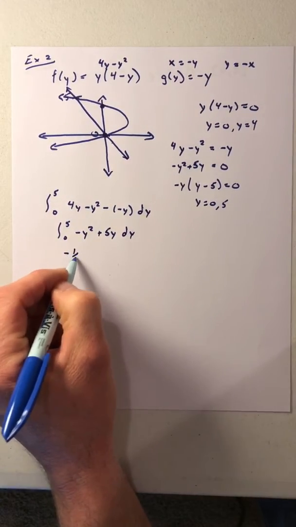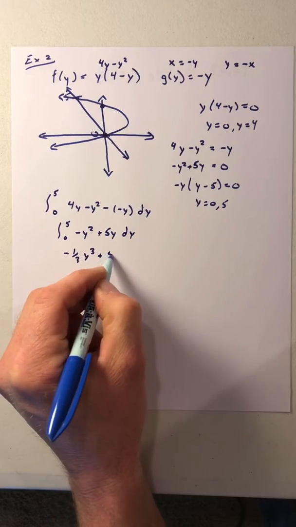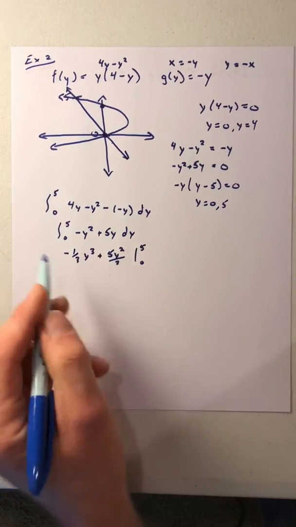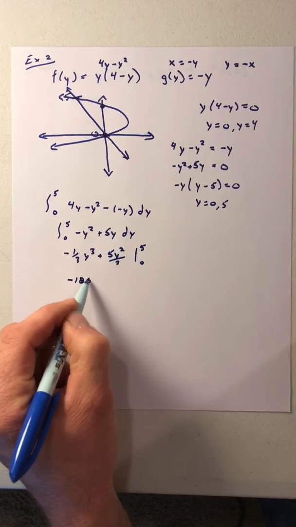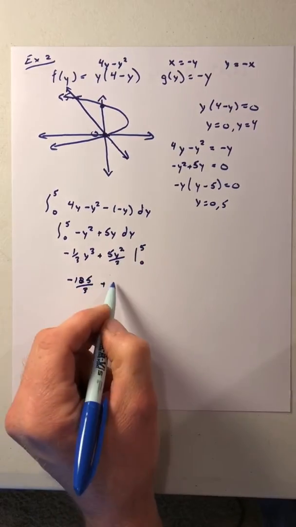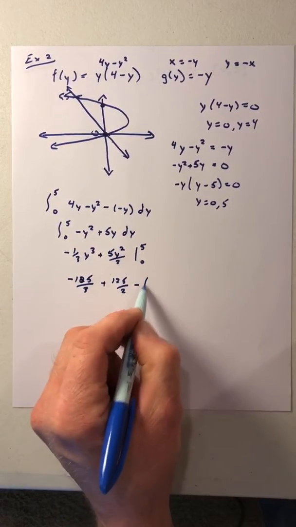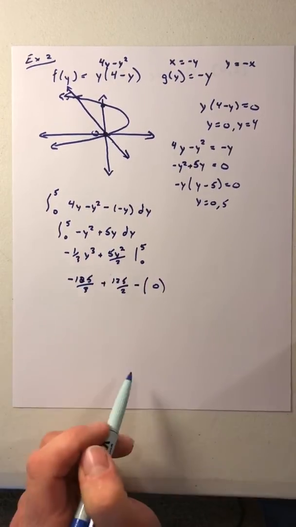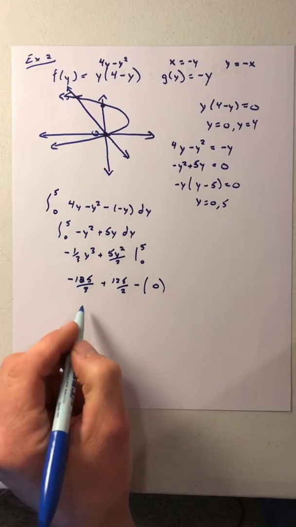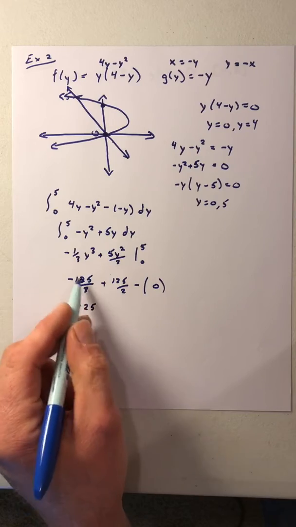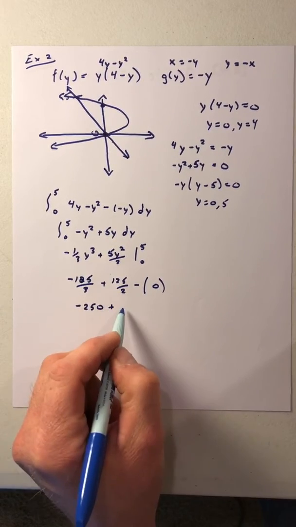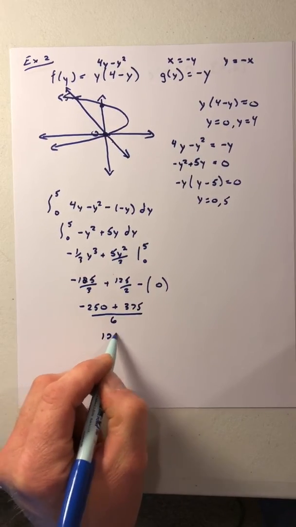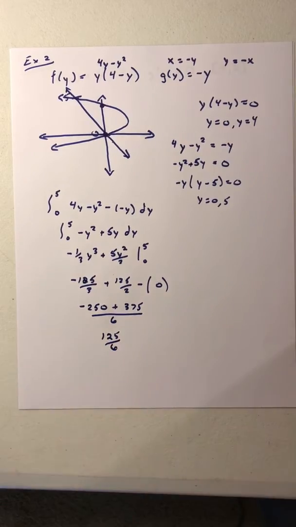I can integrate negative y to the third over 3 plus 5y squared over 2 from 0 to 5. Plug in our 5, we get negative 125 thirds plus 125 halves, minus, plugging in my 0, I get 0. So you get negative 125 thirds plus 125 halves. We can find, again, another common denominator. So we're going to multiply that. We get negative 250 plus 375 over 6, which gives us 125 sixths as our answer.